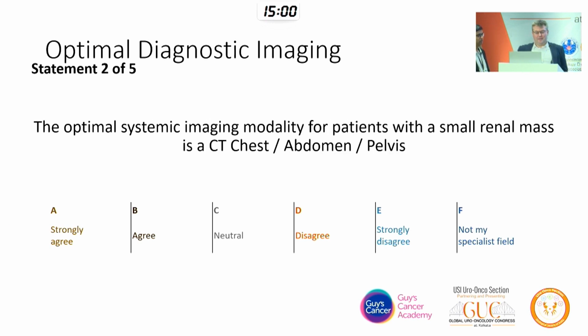So next question: the optimal systemic imaging modality for patients with a small renal mass is a CT chest, abdomen, pelvis. Can you vote now, please?